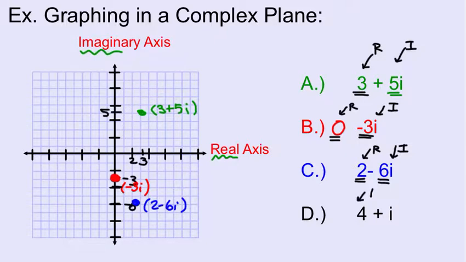Last example, 4 plus i. Here is your real, there is your imaginary. I'm just going to throw a number 1 there, so you see that as 1 unit. So on the real axis, we're going to go right 4. And then on your imaginary, we're going to go up 1. And that's where that point will be, right 4 and up 1. And that's how you can graph a complex number in a complex plane.